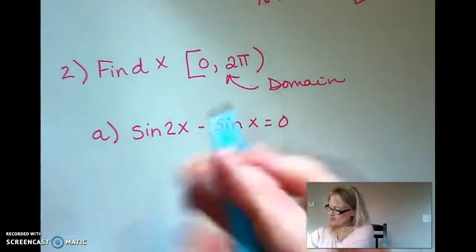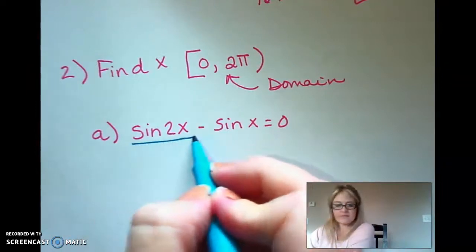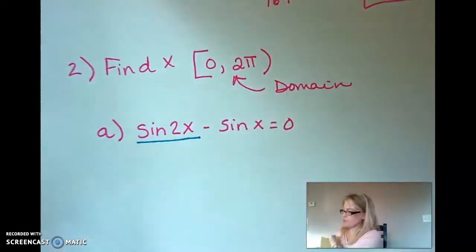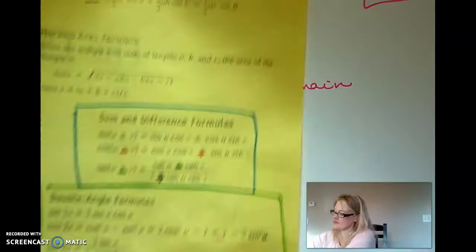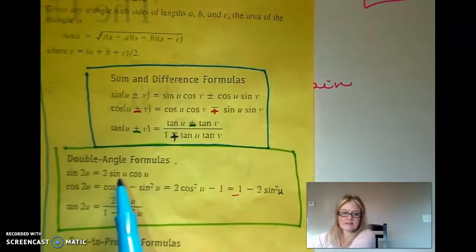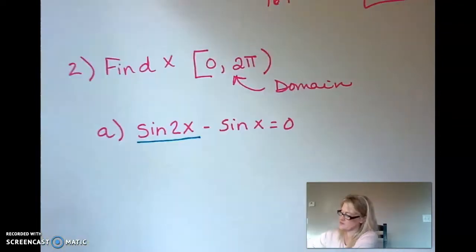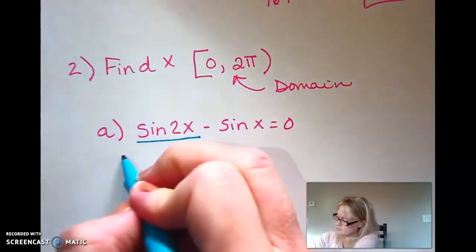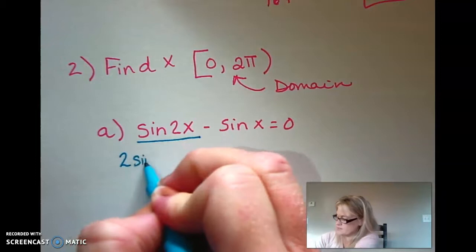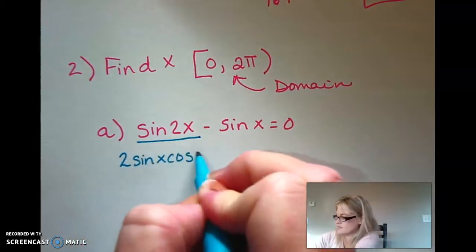So whenever I see a double angle, I'm going to replace it with the formula. And we learned that the double angle is the same as 2 sine of u cosine of u. So I'm going to replace the double angle with 2 sine of x cosine of x.